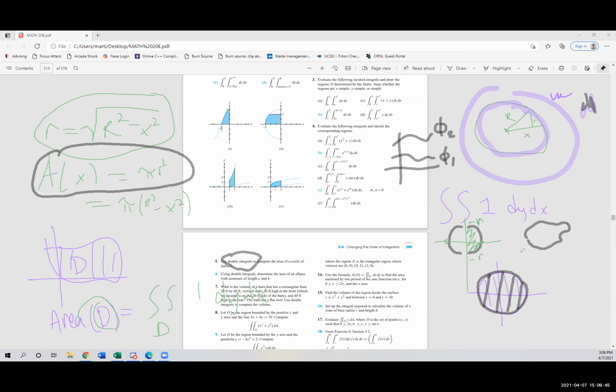So for one, is it X simple or Y simple? Or both, or neither? It's both, isn't it? It is both, yeah. I think the easiest way is probably to treat it as a Y simple region, like what we're most used to dealing with. That'll probably save you a little bit of confusion, so let's treat it as Y simple.